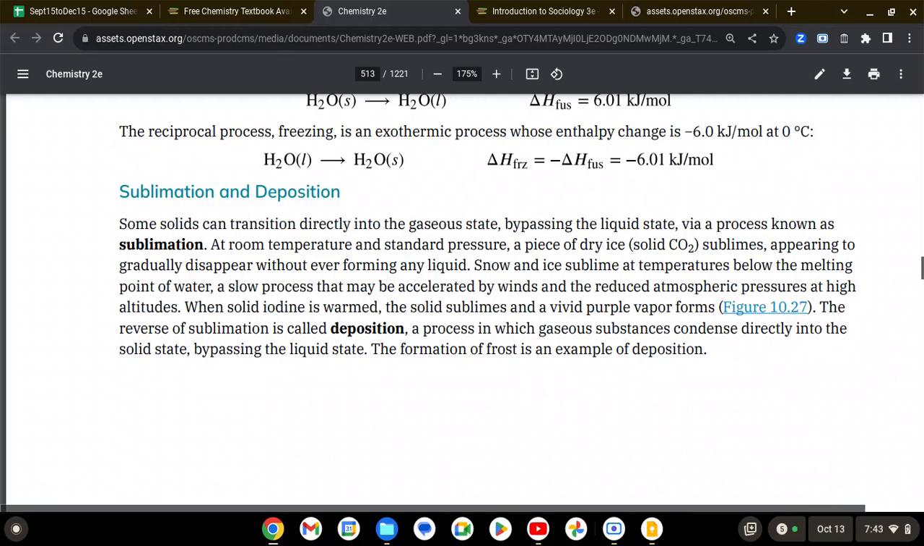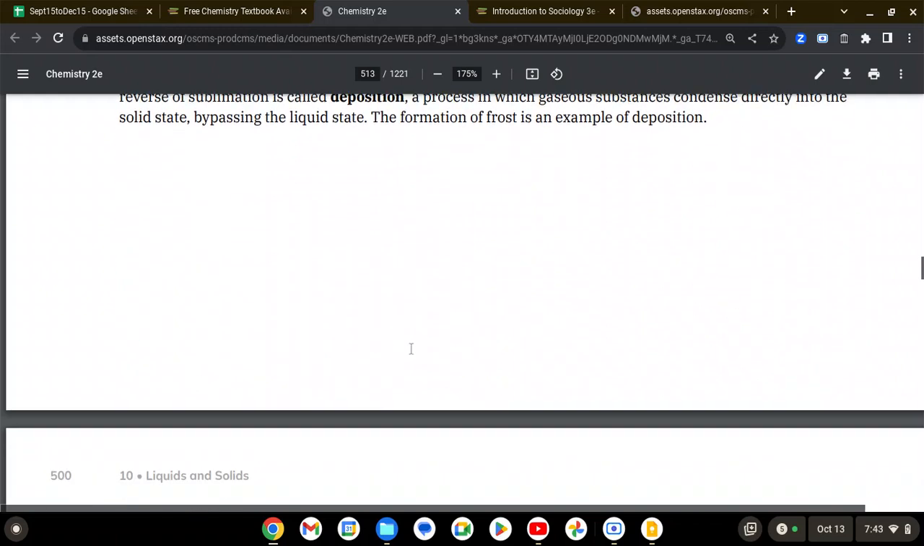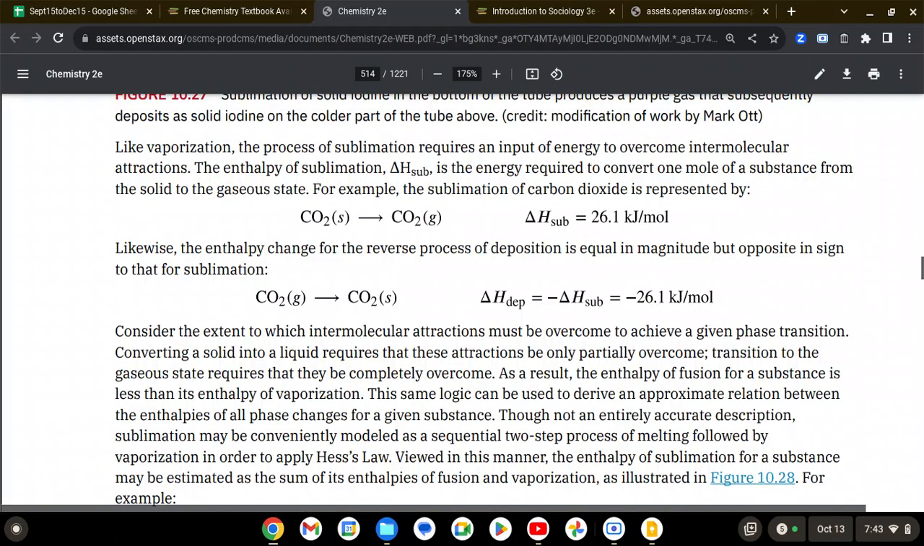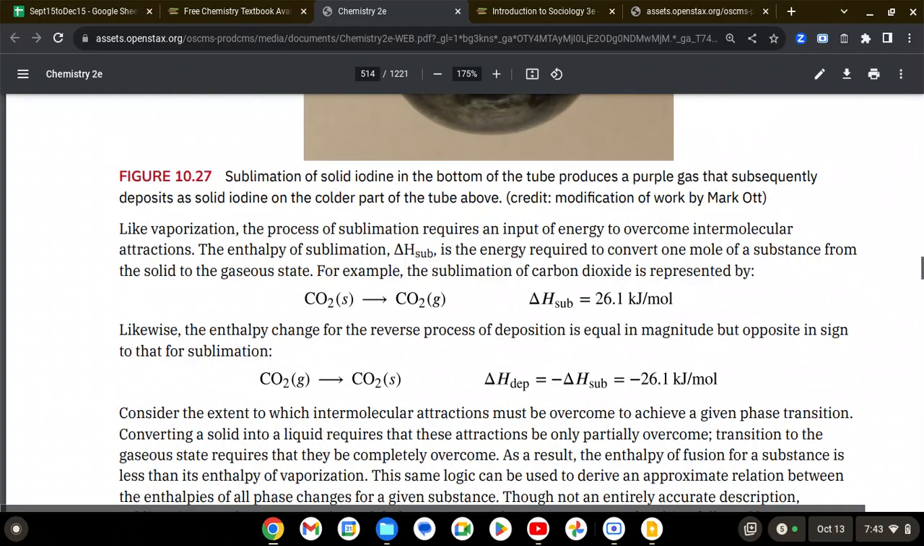The reverse of sublimation is called deposition, a process in which gaseous substances condense directly into the solid state, bypassing the liquid state. The formation of frost is an example of deposition. Like vaporization, the process of sublimation requires an input of energy to overcome intermolecular attractions. The enthalpy of sublimation, delta H sub, is the energy required to convert 1 mole of substance from a solid to the gaseous state. For example, the sublimation of carbon dioxide is represented by that equation.